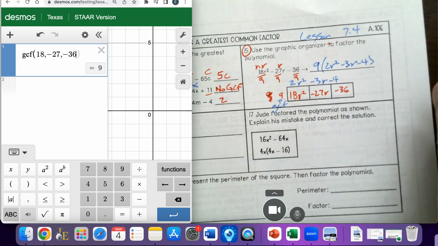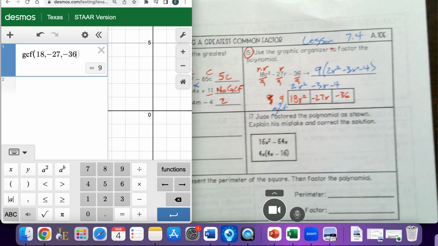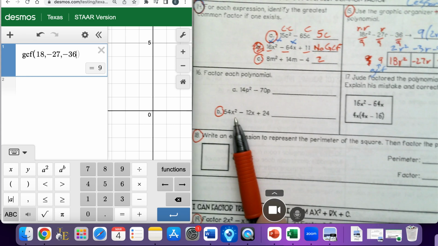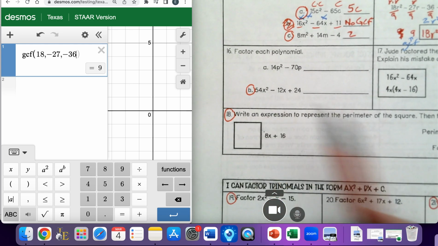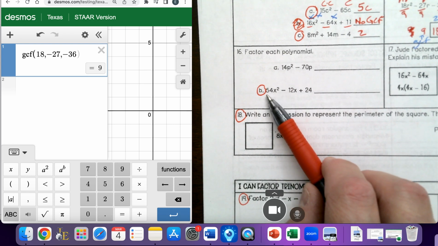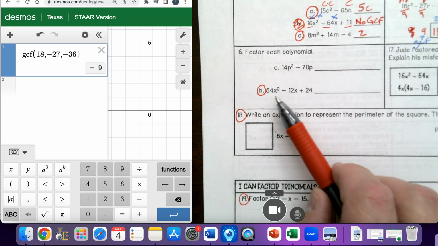Looking at number 16, it says factor each polynomial. I'm not going to do A, but I am going to do B here. B is the harder of the two. And so we always want to look for factoring out the greatest common factor first. I'm going to hit the GCF function again, and I'm going to type in 54, negative 12, and 24.